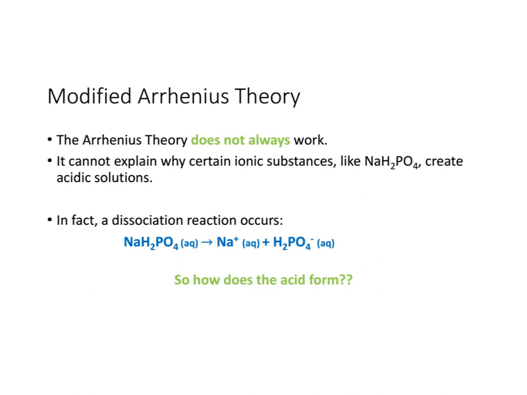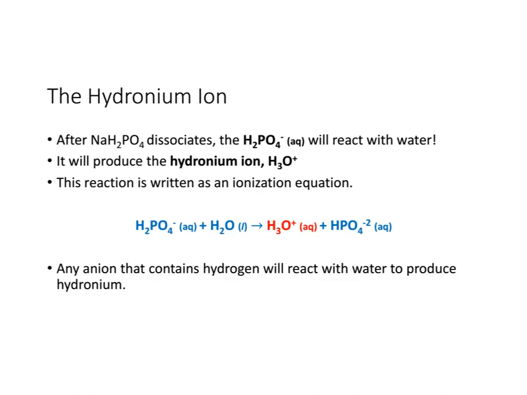None of this contains our original H plus ion that we would expect for an acidic compound, so how does the acid form? In order to account for the acidic properties of the solution, we have to talk about a new molecule, what is called the hydronium molecule. So what is this hydronium molecule? It is the molecule that accounts for the acidic property of a solution.